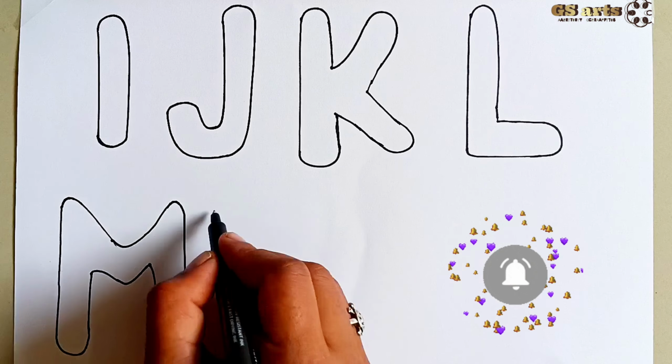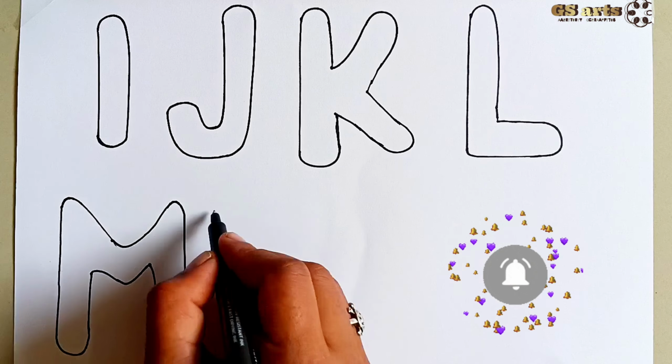Red. Horse, h, h, h, horse. I is for iguana. I, i, iguana. J is for jellyfish. J, j, jellyfish.